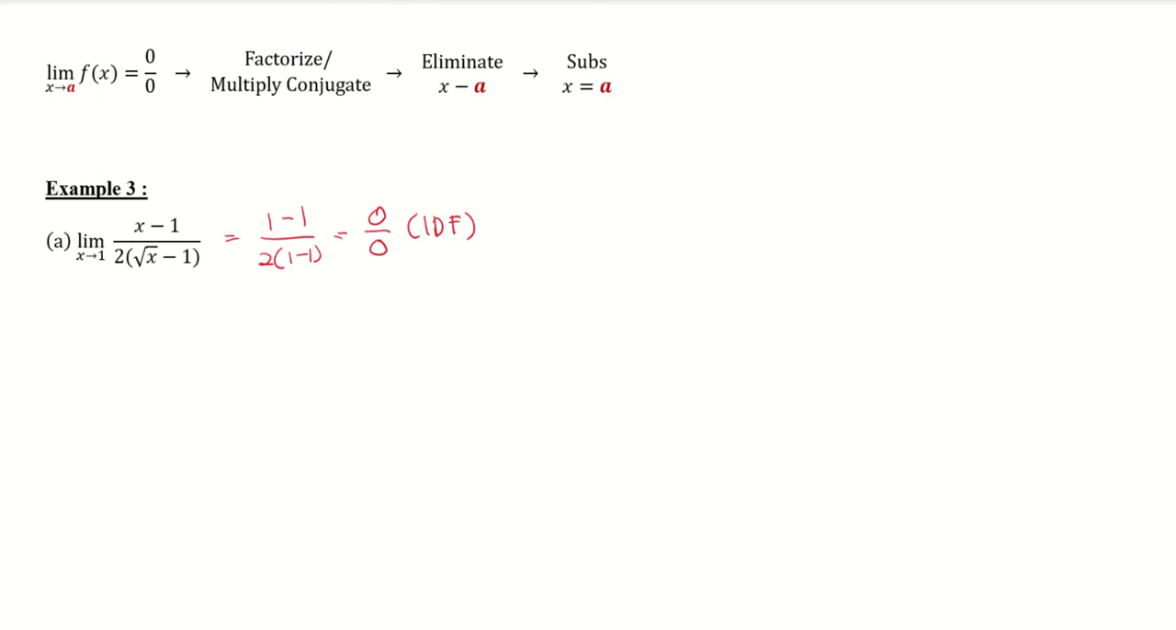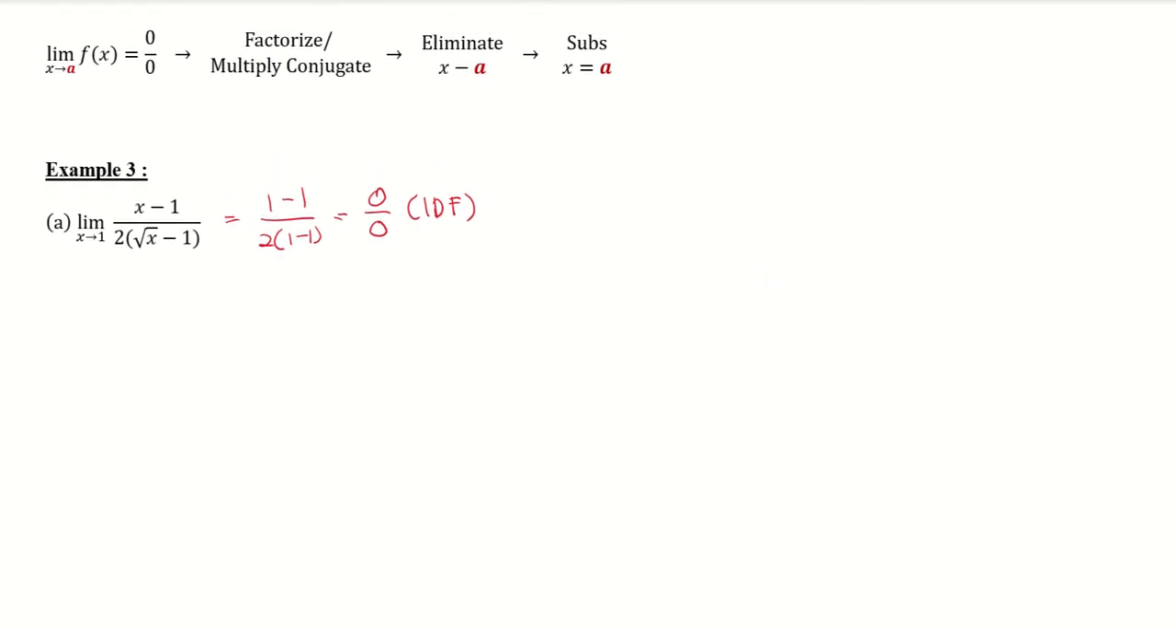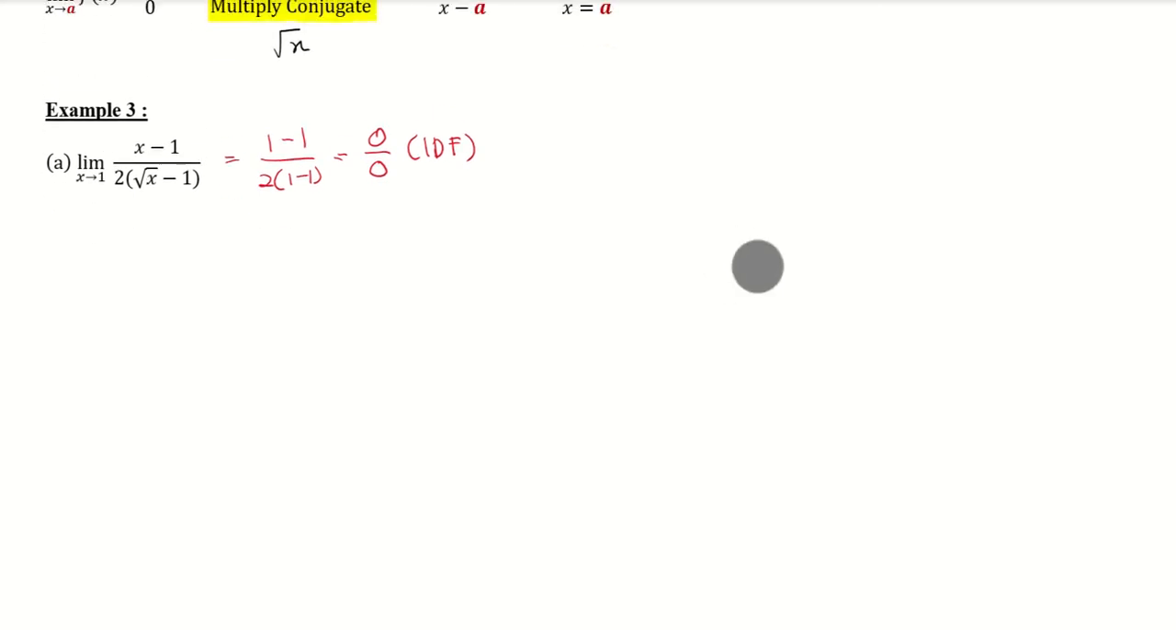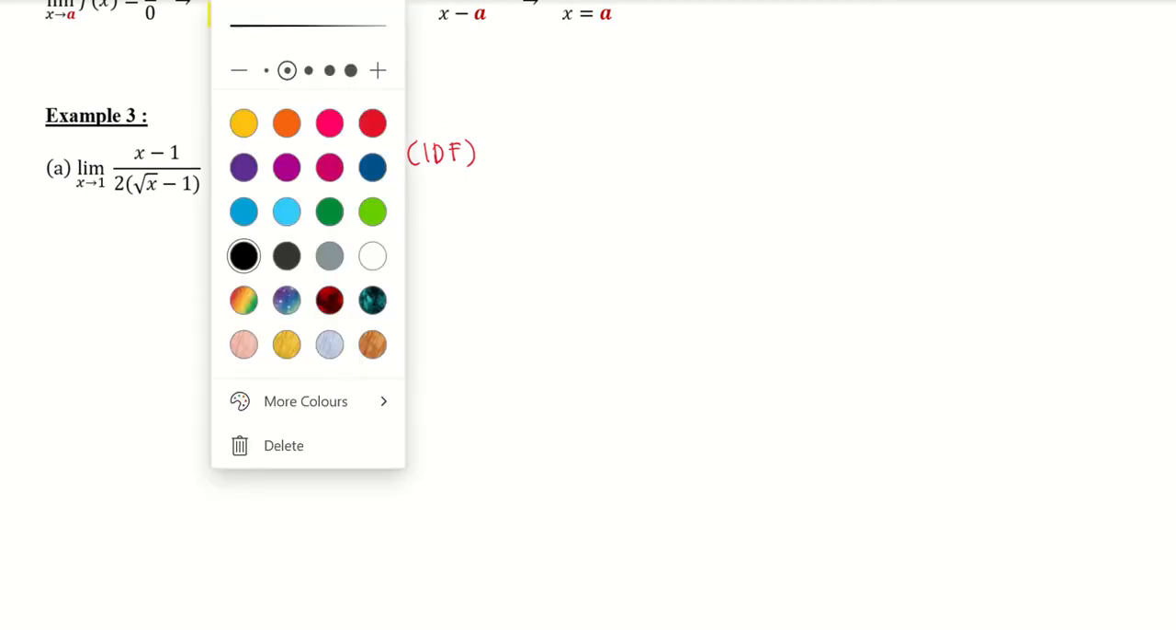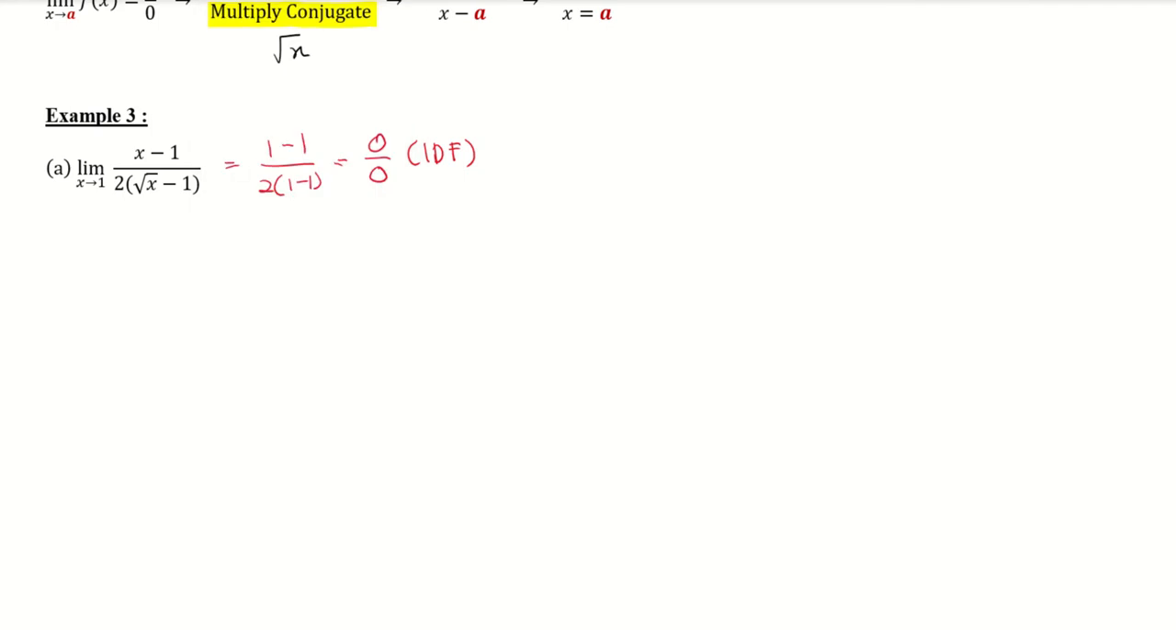So that means we cannot substitute yet. We need to either factorize or multiply by the conjugate. Alright, so for this question, we're going to multiply by the conjugate. Multiplying by the conjugate is used when we deal with something with a square root. For this question, at the denominator, we have square root x minus 1. So that means we're going to multiply with its conjugate.